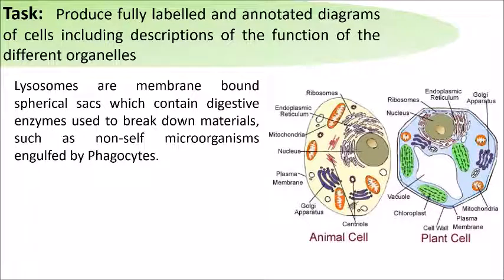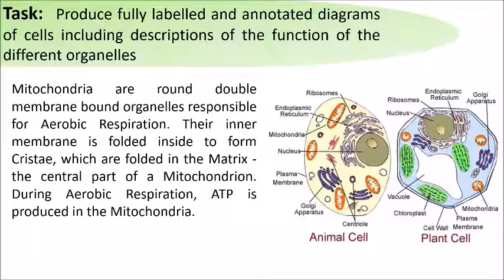Lysosomes are membrane-bound spherical sacs which contain digestive enzymes used to break down materials such as non-self microorganisms engulfed by phagocytes. The mitochondria are round double membrane-bound organelles responsible for aerobic respiration. Their inner membrane is folded inside to form cristae, which project into the matrix, which is the central part of the mitochondrion. During aerobic respiration, ATP is produced in the mitochondria.